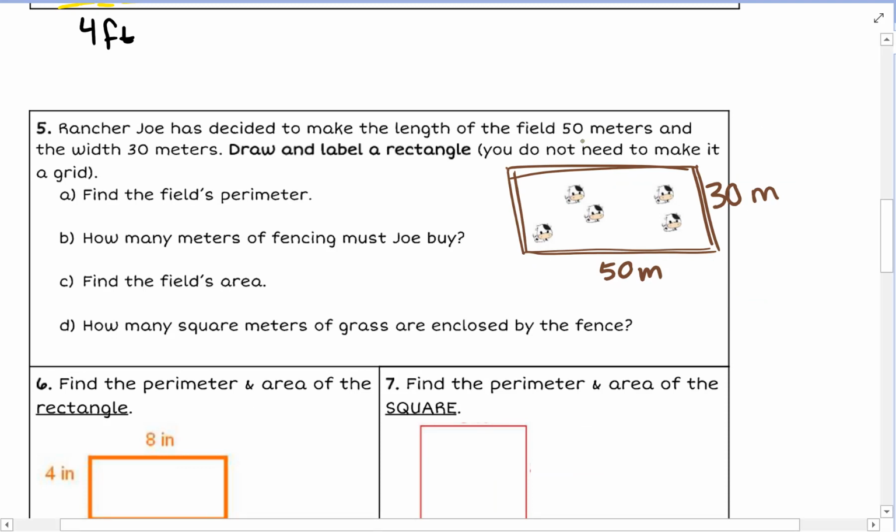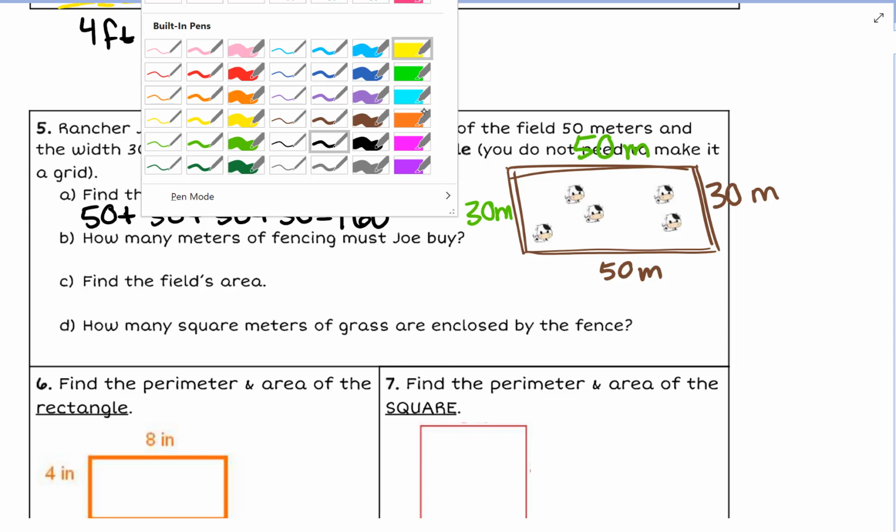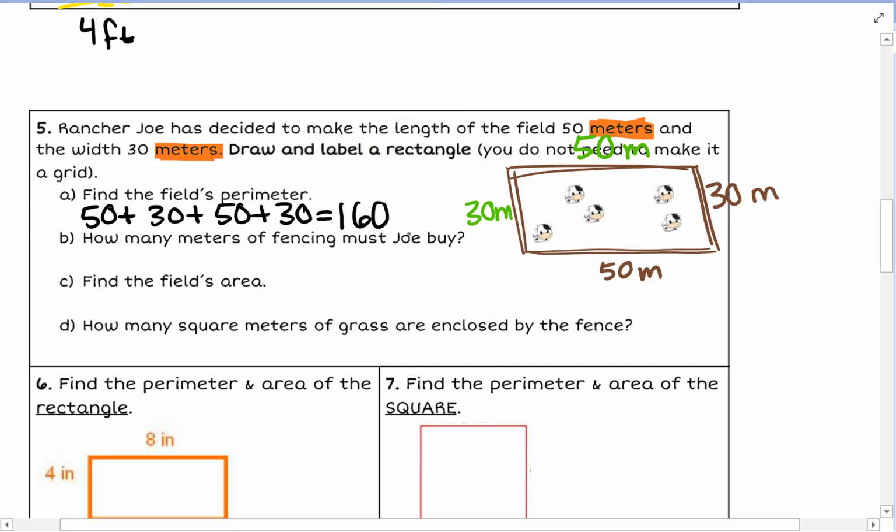Well, here if the base is 50, then I also know, of course, that this is a length of 50 because this is a rectangle. And if this is a length of 30, then I also know that opposite that length is a length of 30. So the perimeter would be the distance around the outside. 50 plus 30 plus 50 plus 30. 80 plus 80 is 160. What are the units that we are using? Meters. So what is the perimeter? 160 meters. Remember, perimeter is in units, not square units.